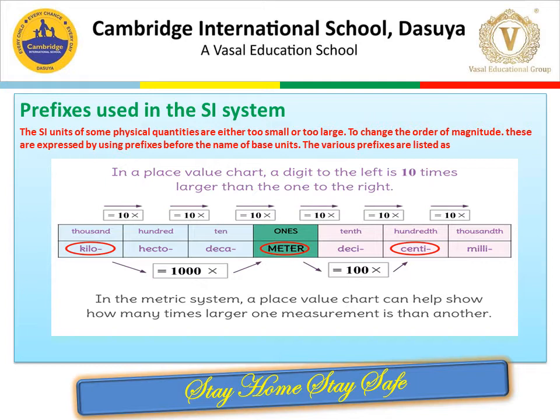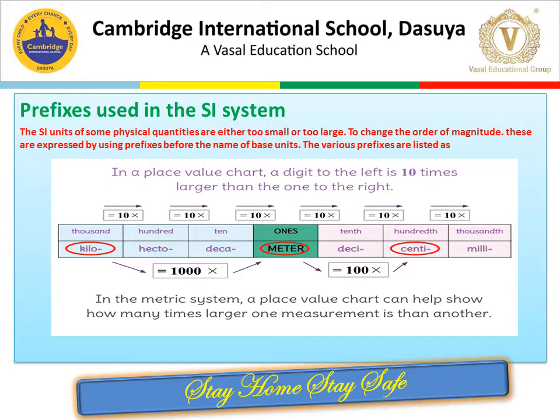Now as we start moving toward the right, you'll notice that after 1 meter we have the tenth of a meter, that means 1 upon 10, and that is called decimeter. Next one is centimeter. Centimeter is 1/10 of decimeter, and millimeter is 1 upon 10 of centimeter. So if we move from meter to millimeter, it becomes 1 upon 1000 of a meter.